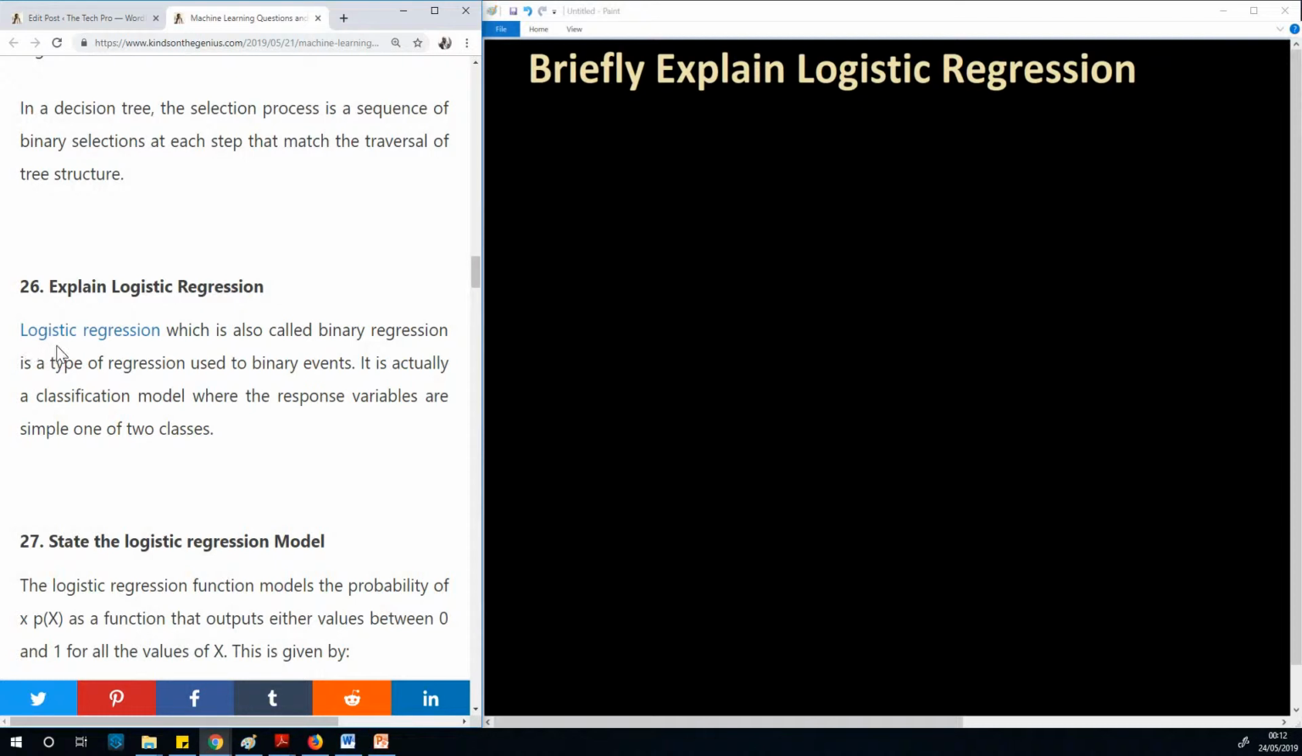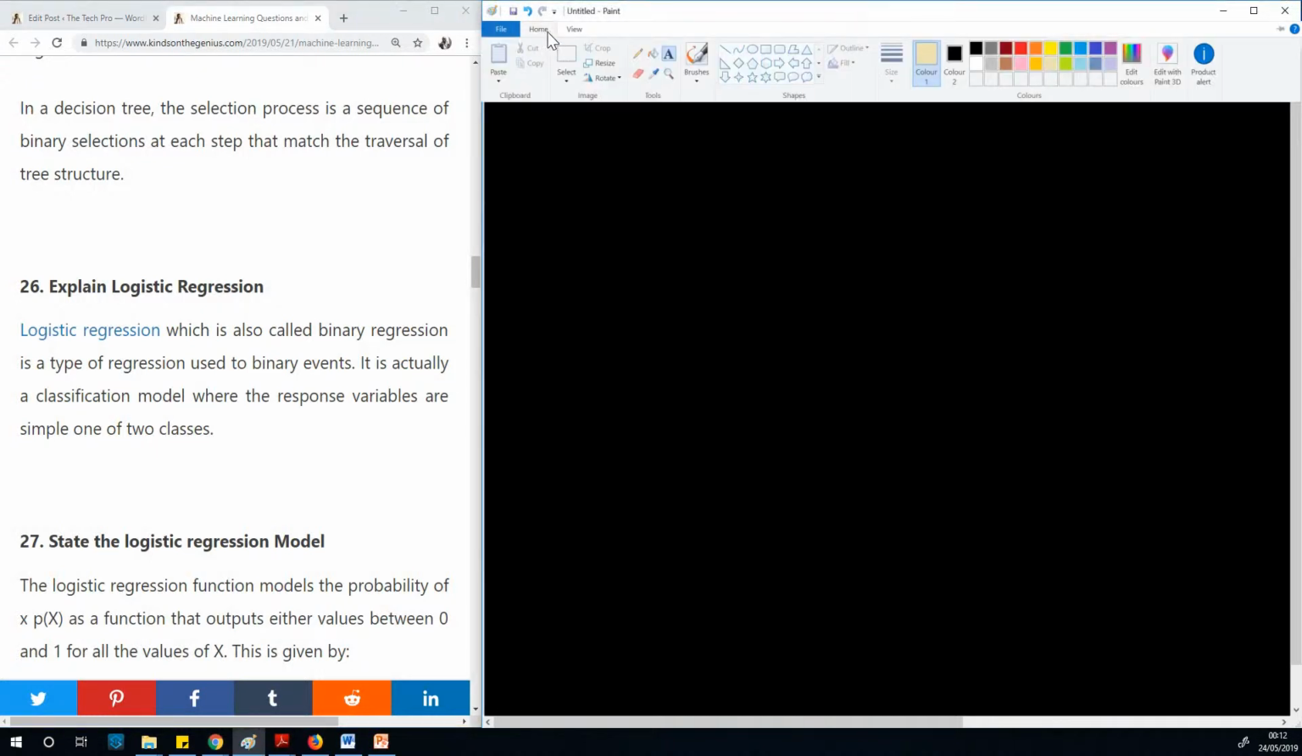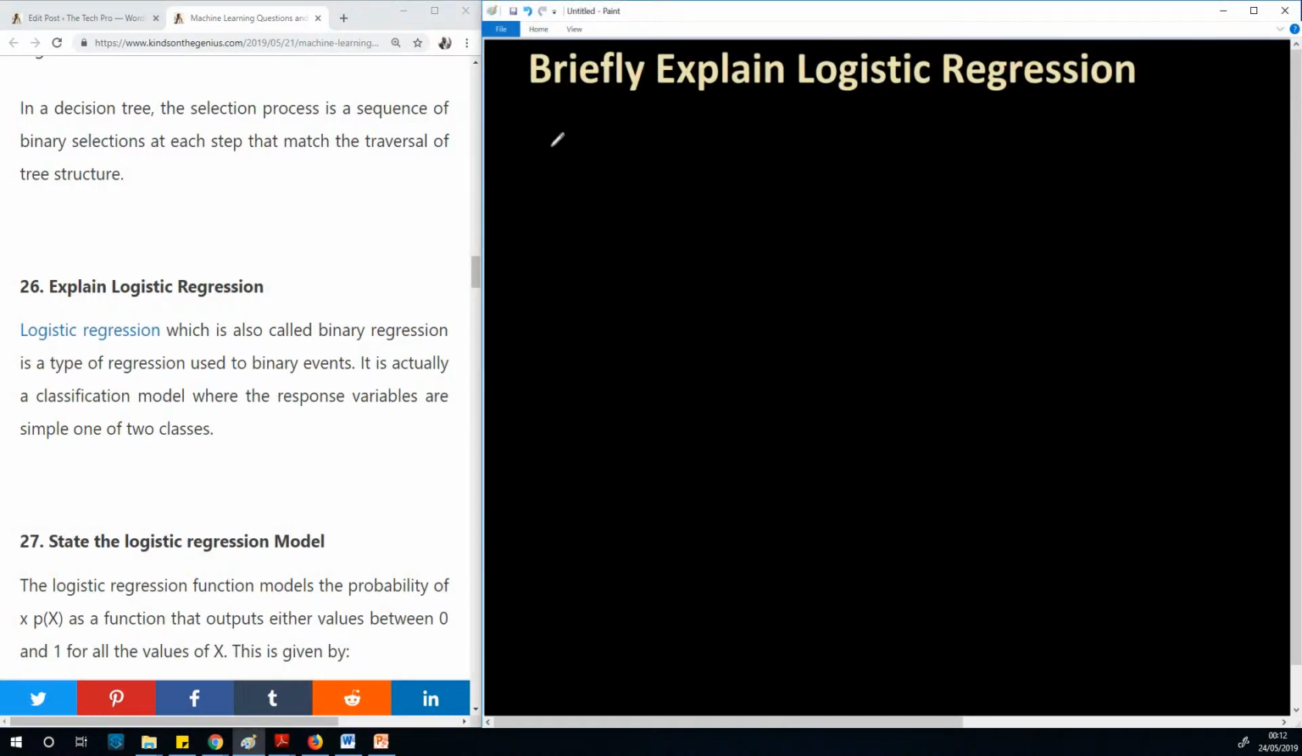Logistic regression is also called binary regression, and it's a type of regression used for binary events. So remember that regression is used to predict the outputs. For instance, we have x, we have y, you have x1, x2, we have y1, y2, and now you are given all this series of data sets, and at some point you are given xi, and you are told to find yi. So in this case, you have y to be a continuous variable.